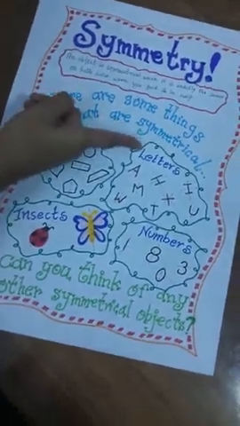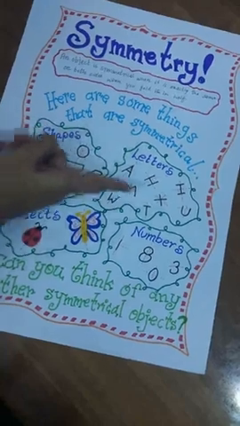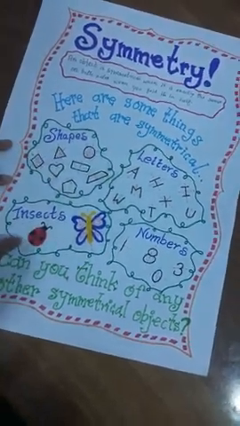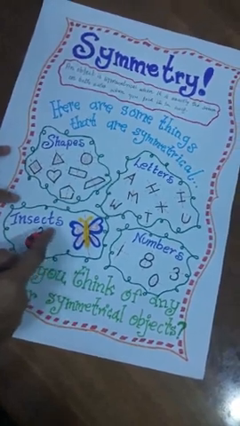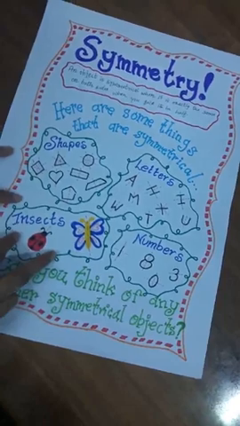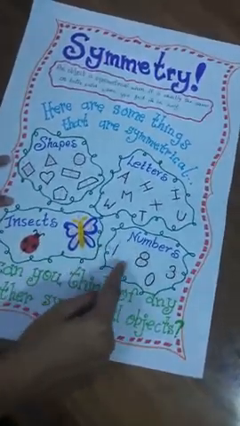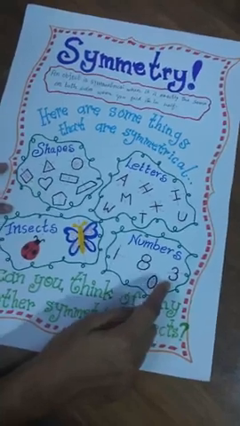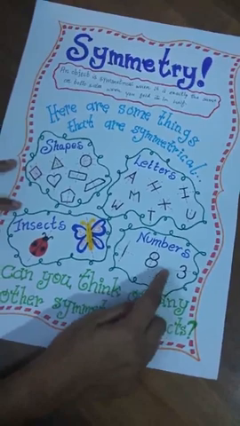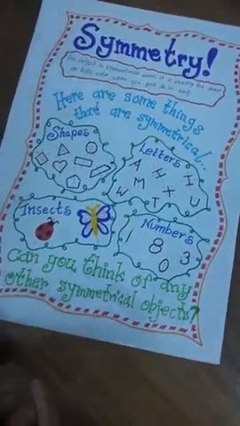A few letters are given, like A, H, I, M, X, U, W, T. Similarly, two insects are given, a ladybug and a butterfly. If we draw a vertical line, it divides into two similar halves, the same as in the butterfly. Likewise numbers 1, 8, 0, 3. As you can see, 0 is divided into two parts, horizontally or vertically. Can you think of any other symmetrical shapes, children?